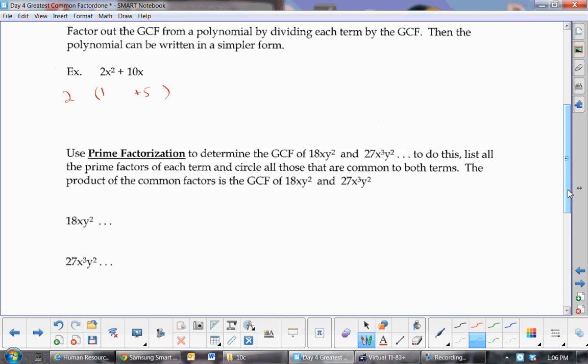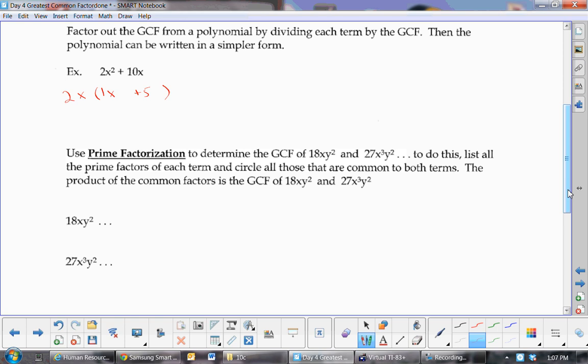Then, look at your variables. Do they have any common variables? So who's dictating how many we take out? The first term or the second term? The term with the least. The second term decides, because if you're going to take out the greatest common factor, the least guy gets to decide. All right? So x is common. So if I take an x out of both, that means I'm going to subtract the exponent 1. So it'll be 1x plus 5.